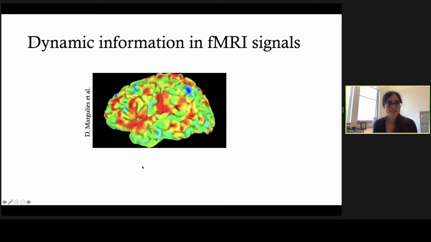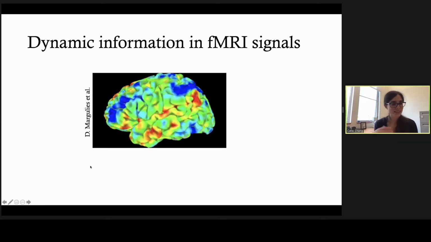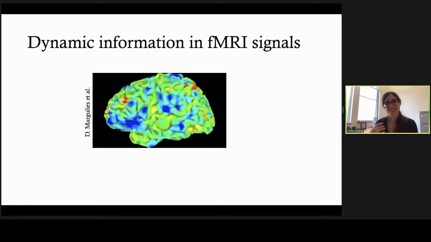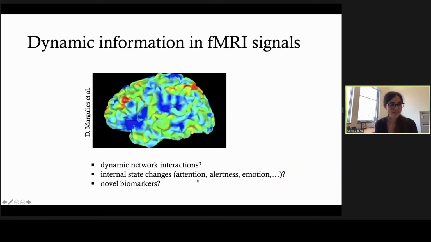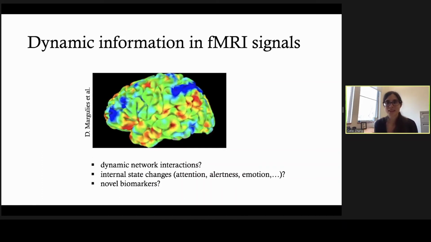However, an emerging direction in fMRI analysis has been to try and delve more into the dynamics of these signals. So fMRI is giving us rich spatiotemporal data. So what if instead of making a single map, we look more explicitly at the patterns that are unfolding over time? And perhaps this may tell us more about interactions between networks or about internal state changes like alertness or attention, and whether features derived from these signal dynamics can provide more useful or more sensitive markers than metrics we can get from longer time averages.